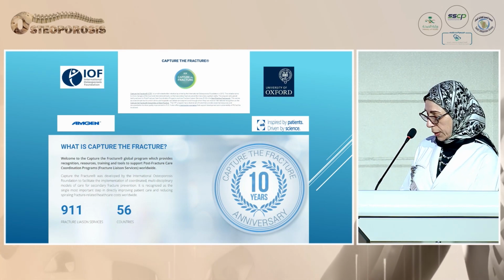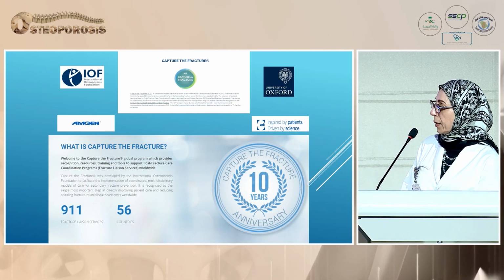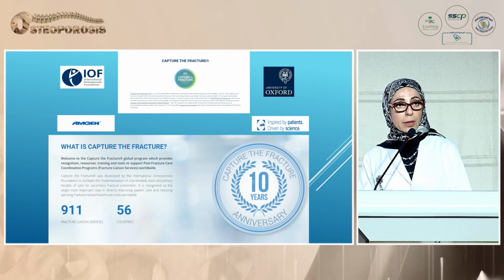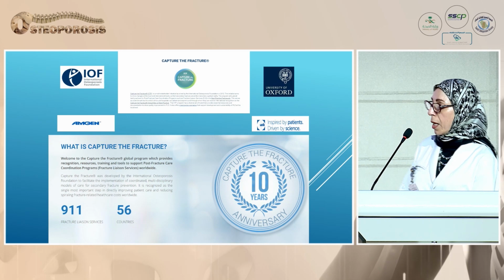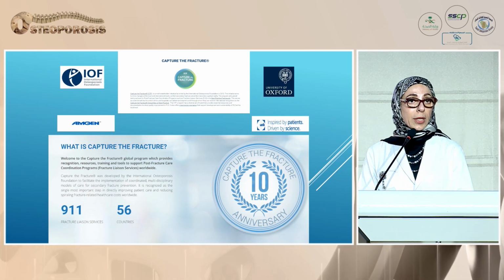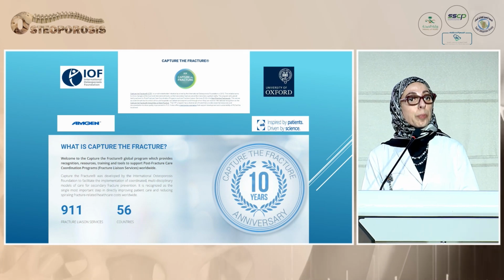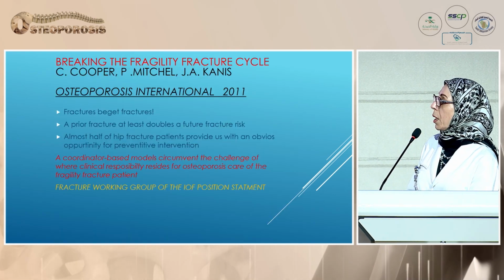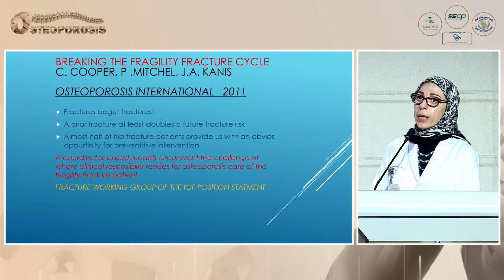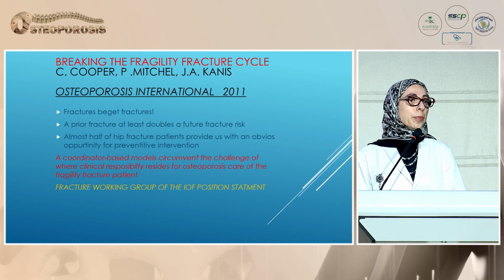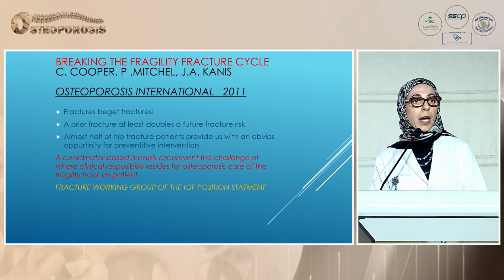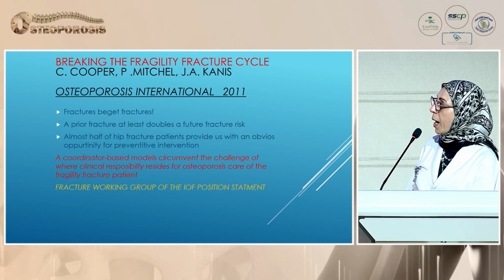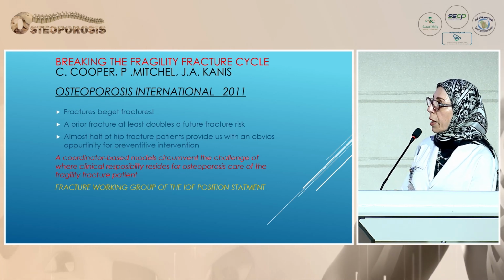And by now, this is the most recent data. We have more than 900 FLSs all over the world in 56 countries. So it has expanded tremendously, particularly over the last 3-4 years post-COVID. It started by a position statement that was launched by the IOF. Some of you might recognize the famous names up there, Keynes, Paul Mitchell, and Cyrus Cooper.